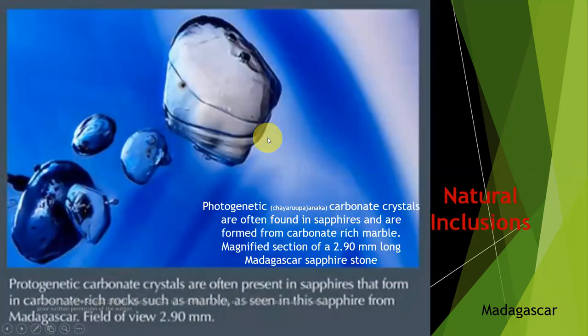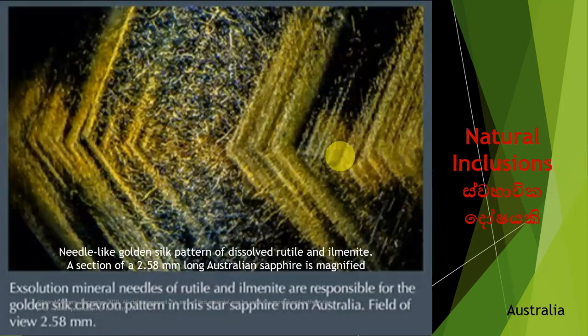Natural inclusion. When we come here, this is from Madagascar. See the inclusion here, photogenetic carbonate crystals, copies are there. Carbonate crystals, always found in sapphires, are formed from carbonate-rich marble. This is a 2.9 millimeter long Madagascar sapphire stone, enlarged. It is a very good inclusion to understand the stone. It is natural.